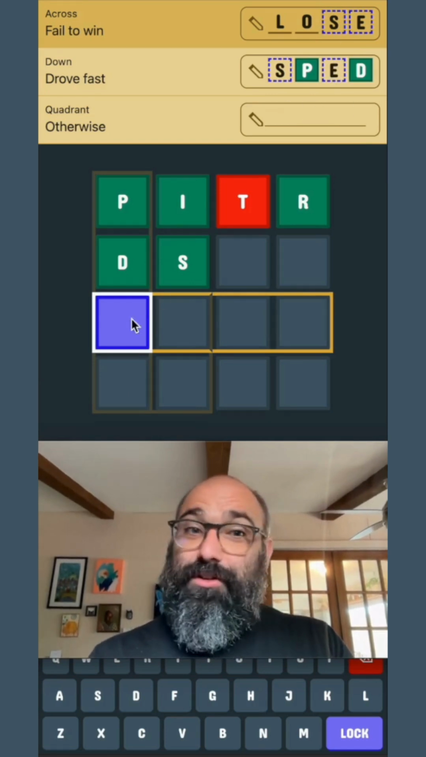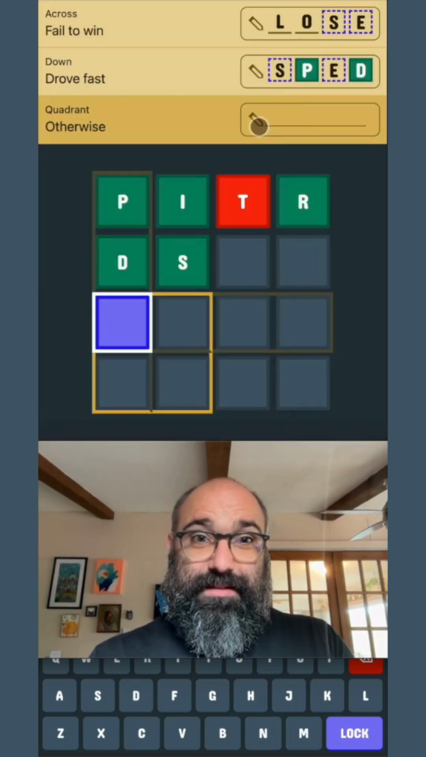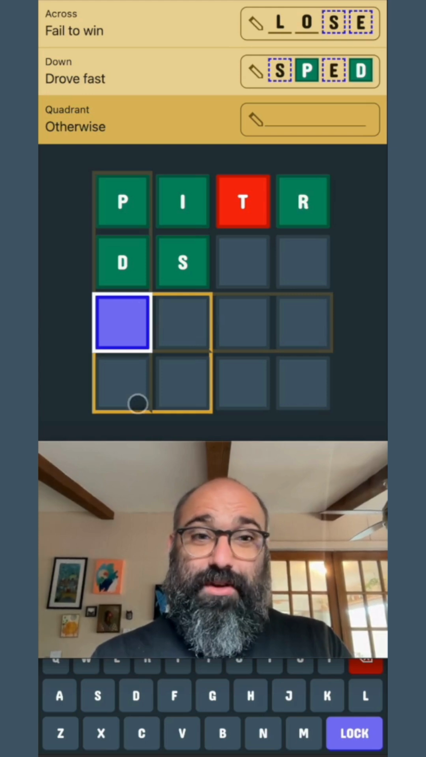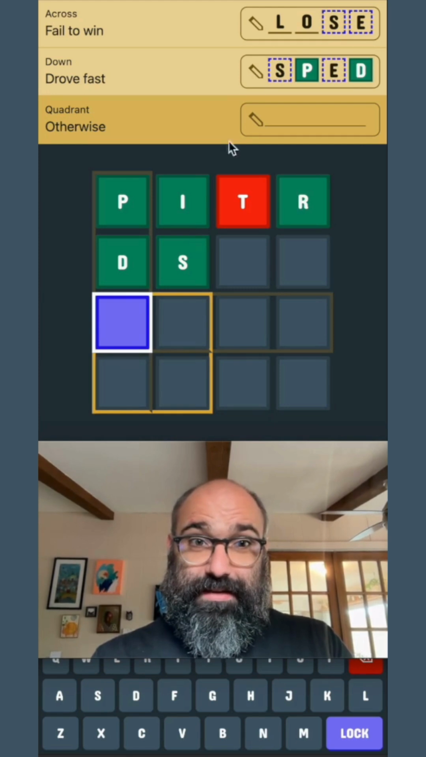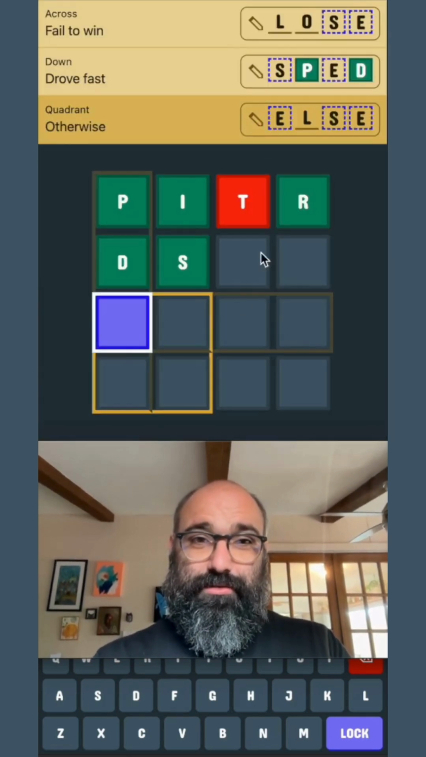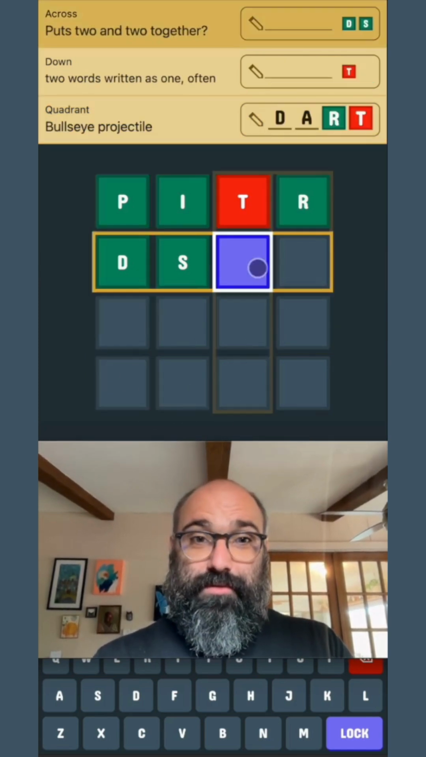2 overlapping letters here, so it doesn't actually give us any help. And I think that means that we know there's going to be an SE going this way and an SE going this way. So we know that this quadrant has ESE in it. And otherwise, that gives me a clue that it's going to be else. Still doesn't help us at all, but might help us in other parts of the puzzle.